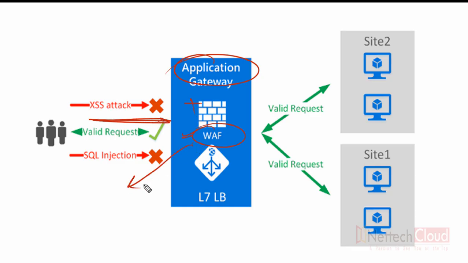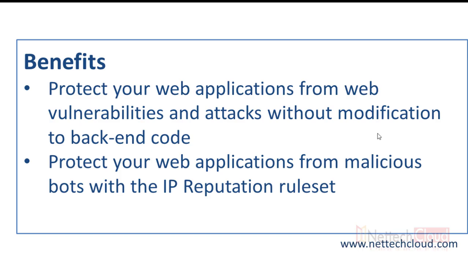And how is it done? WAF basically has signatures of common known attacks. So signatures are used to identify whether a request is legitimate or illegitimate, valid or invalid. If valid, then only Application Gateway will perform load balancing. Valid request, then yes, it is forwarded. Invalid request, not forwarded.